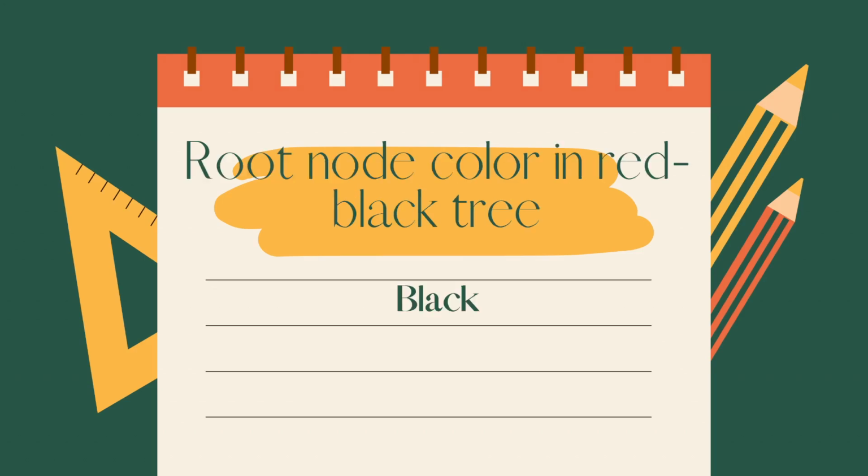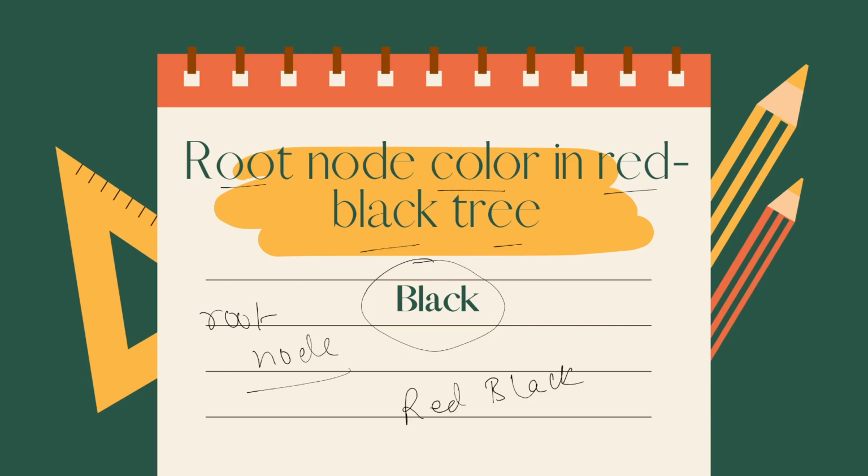Now the next one is: the root node in the red black tree is of which color? So it is black. It is always black. The root node is always black in the red black tree. So you can check whether you have answered it correctly or not. It is the right answer. Okay, all right, let's move to the next one.